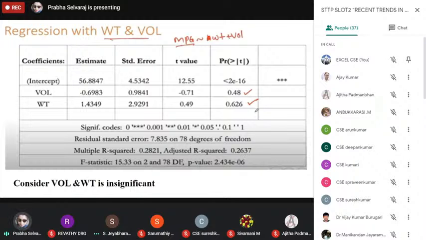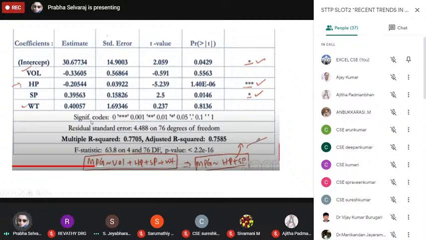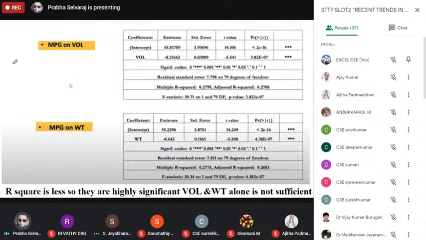So I hope you all understood this. Up to this, HP and SP are significant. So we cannot say that miles per gallon, MPG, depends only on HP and SP, since volume and weight are shown as insignificant. Let us find whether volume and WT weight are significant. So kindly mute, I'm able to hear some noise. So MPG on volume: if you calculate it separately, you can see volume is a more significant variable.